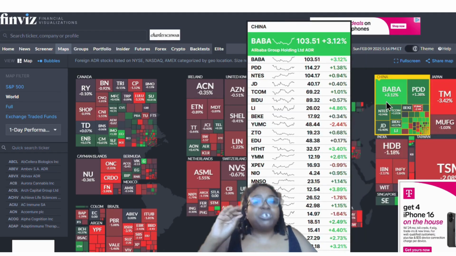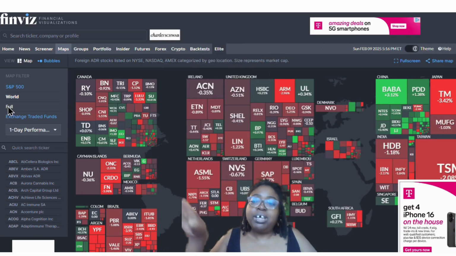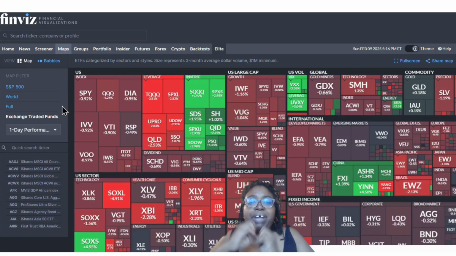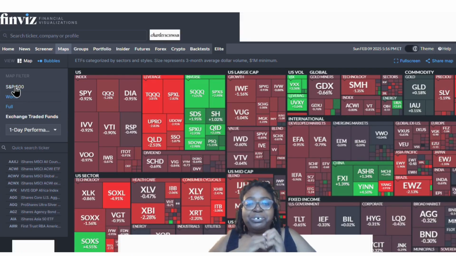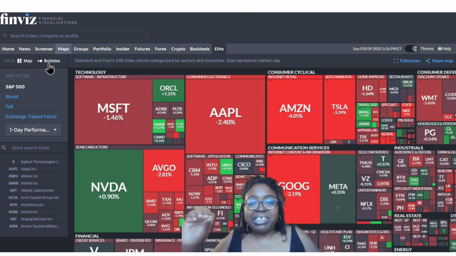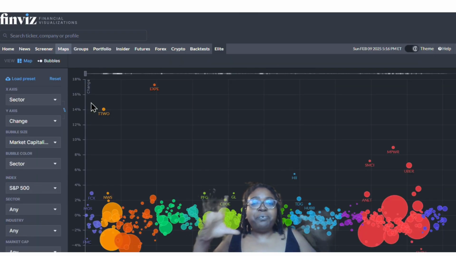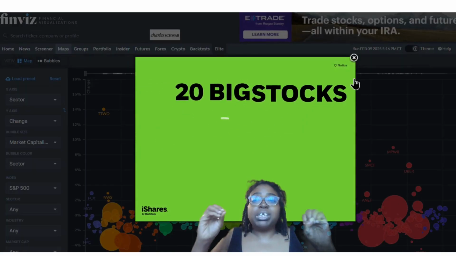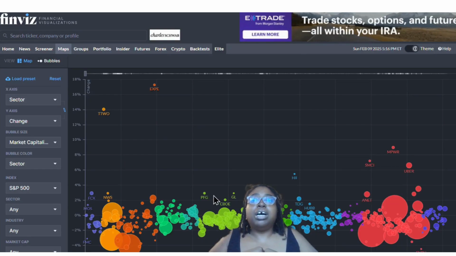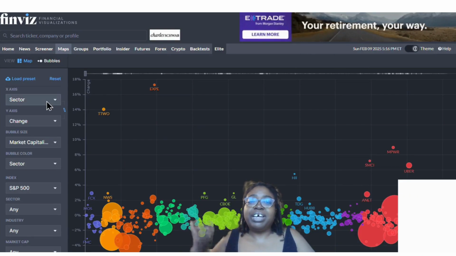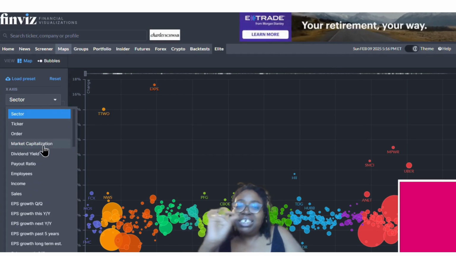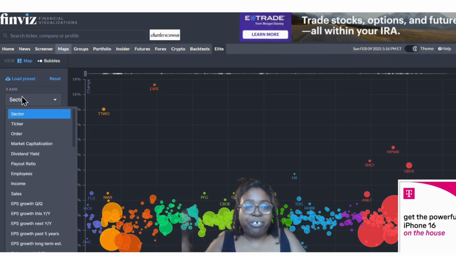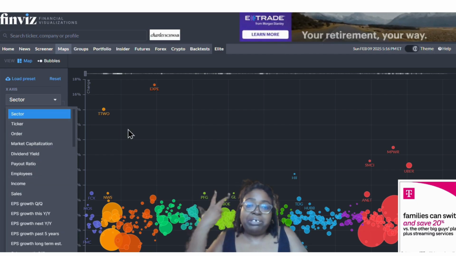They also have this really cool feature, the bubbles. The bubbles basically give you a visual of how each sector is doing, and you can just scroll over the sector to see which one is doing better than the other, what company is really standing out in that particular sector. So again, just a little tidbit for FinViz because it is very accessible. It's free. They have a paid version, but I use the free version.